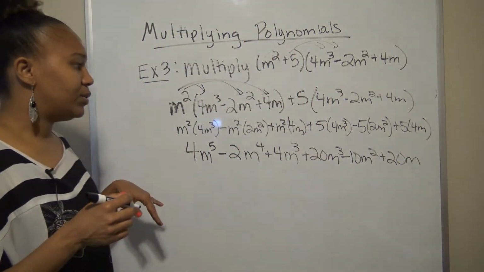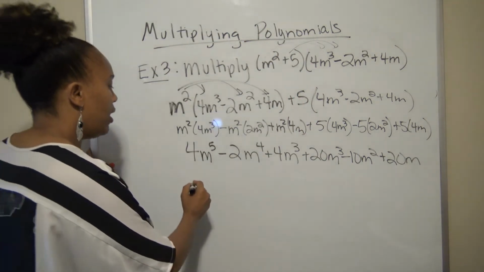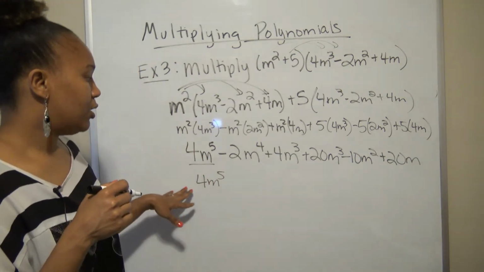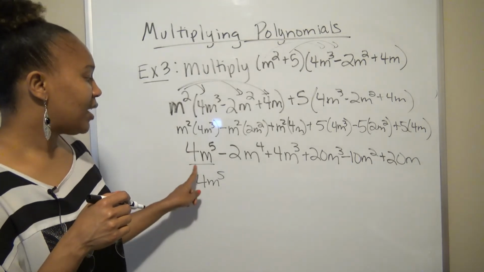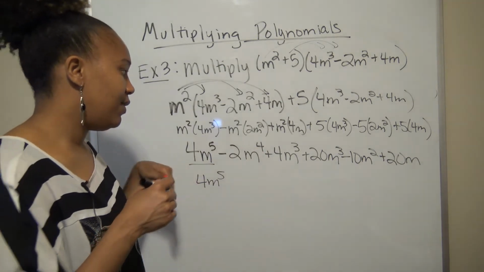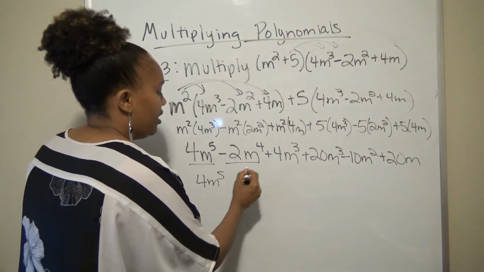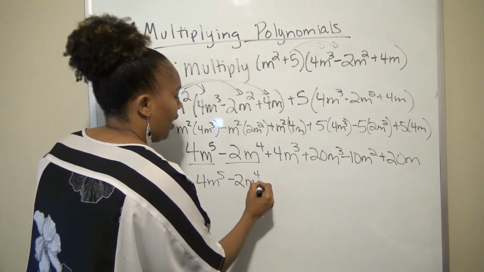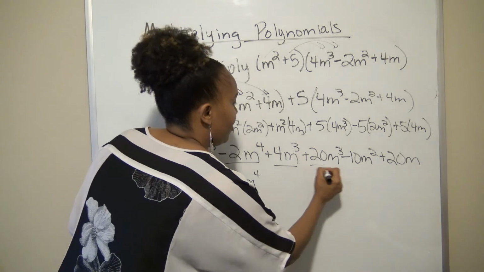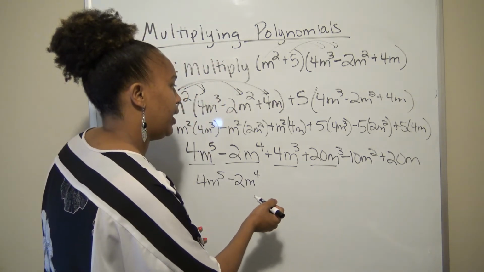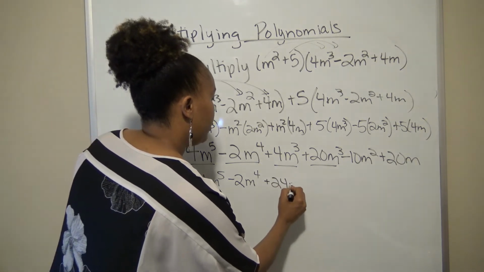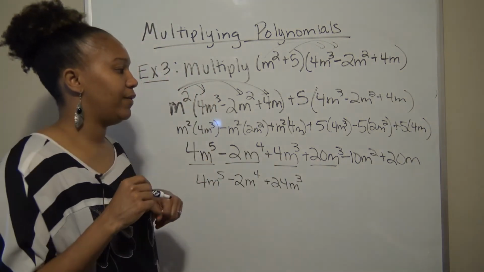And so now what I need to do is combine any like terms. So this is 4m to the 5th. There is no other m to the 5th, so that would stay 4m to the 5th. I like to underline when I've written each one down, that way I know I've taken care of all of them once I'm done. So negative 2m to the 4th, that's the only one with the power of 4. So my next exponent is 3. I have these two that have an exponent of 3, and so that would be 24m to the 3rd. Once I combine those, 4 plus 20 is 24.